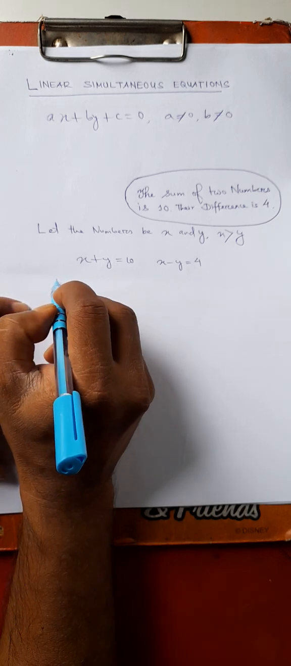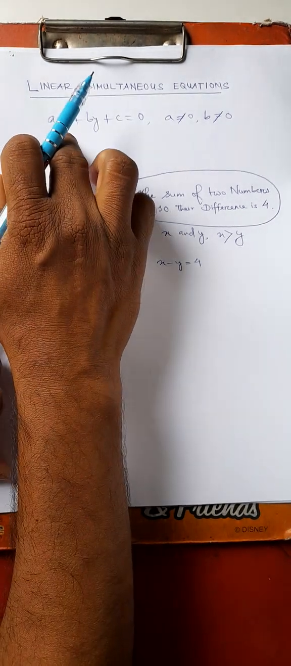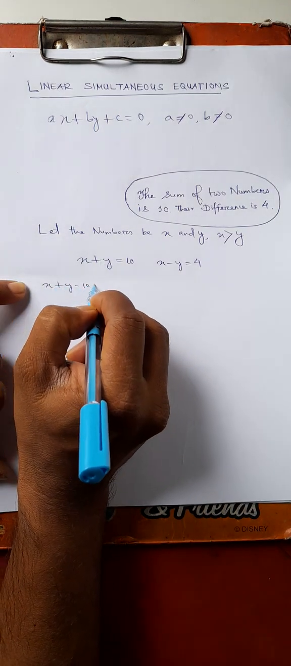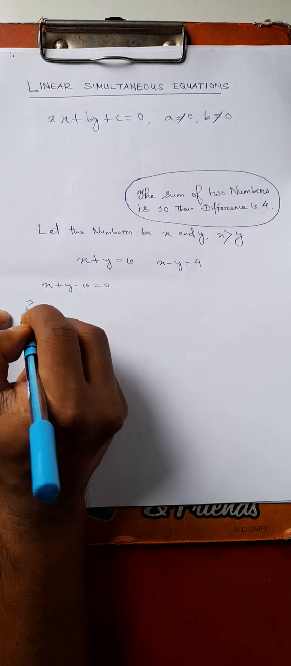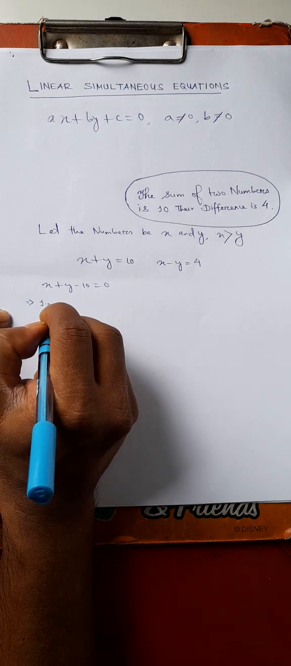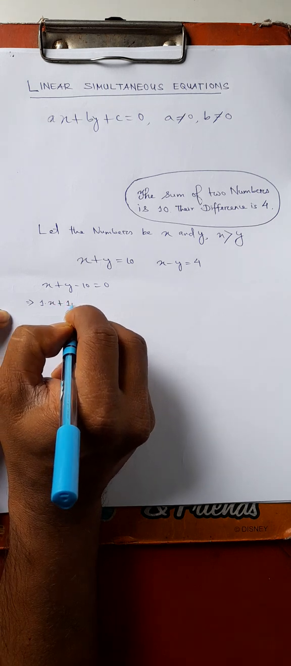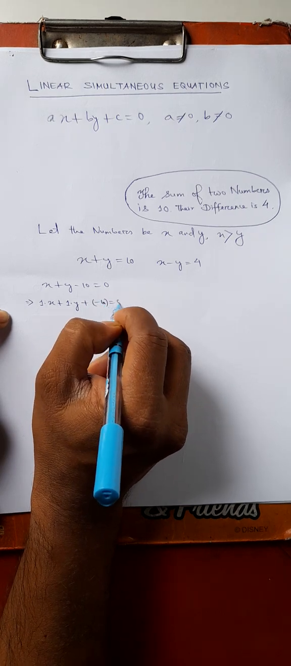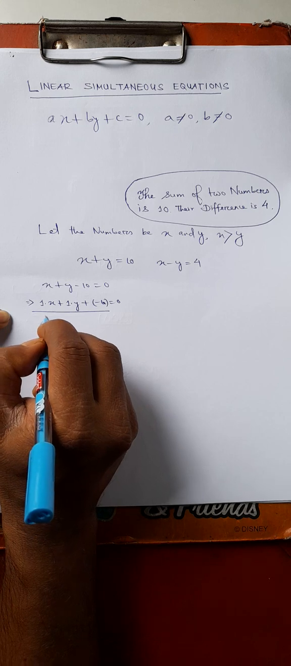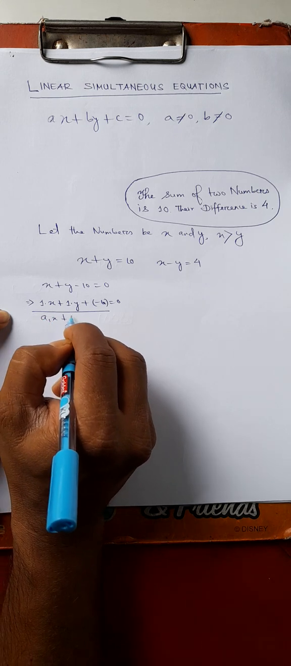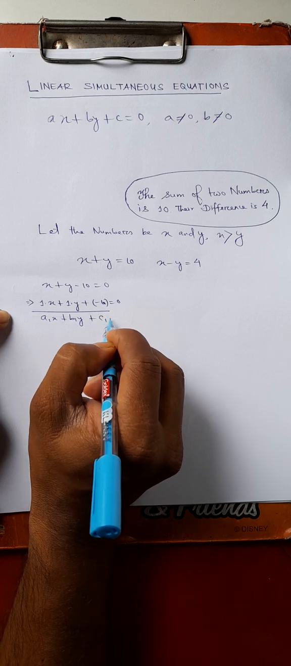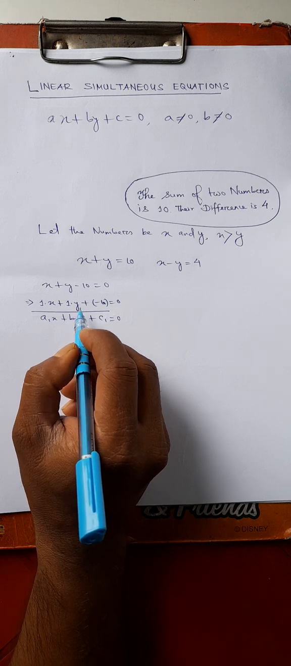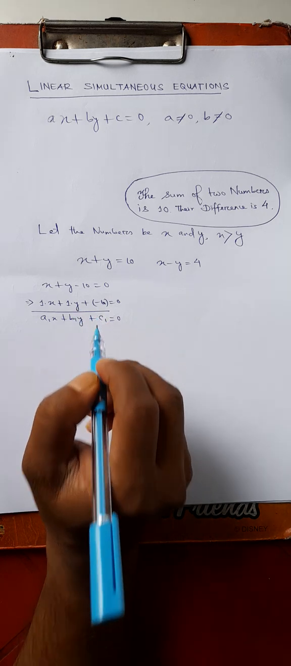Now you see, you can convert this into the standard form of a linear equation in two variables. So you get x plus y minus 10 equal to 0, or you can write it as 1 multiplied by x plus 1 multiplied by y plus (minus 10) equal to 0. This is in the style a1x plus b1y plus c1 equal to 0. a1 means 1, b1 means the coefficient of y, and c1 means the constant term.